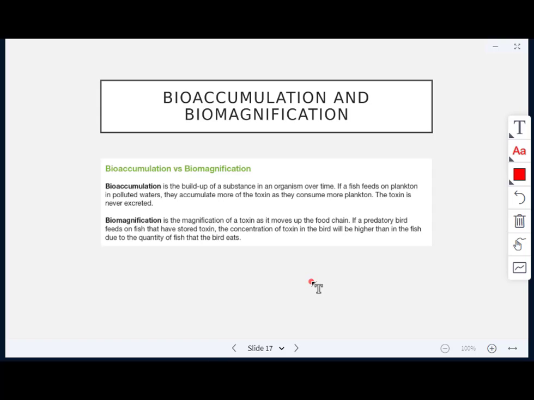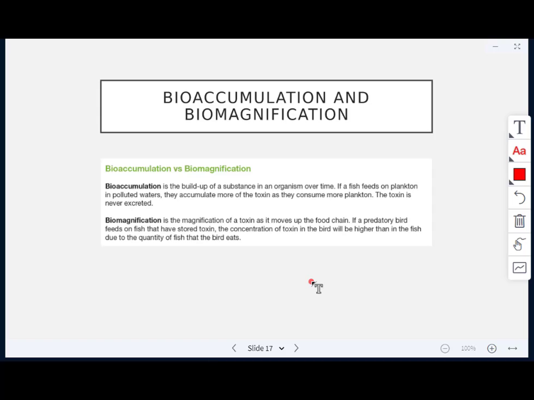Next, we're just going to talk about bioaccumulation and biomagnification. Bioaccumulation is when a substance builds up in an organism over time. Usually we're talking about some sort of toxin. So for example, if a fish feeds on plankton in polluted waters, they're going to accumulate more of that toxin as they consume more plankton. That toxin doesn't get excreted because it usually gets accumulated in the fatty tissues.